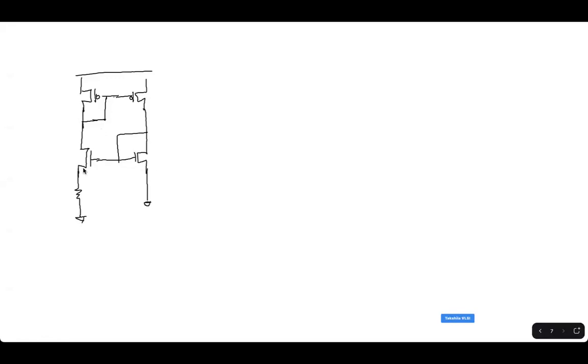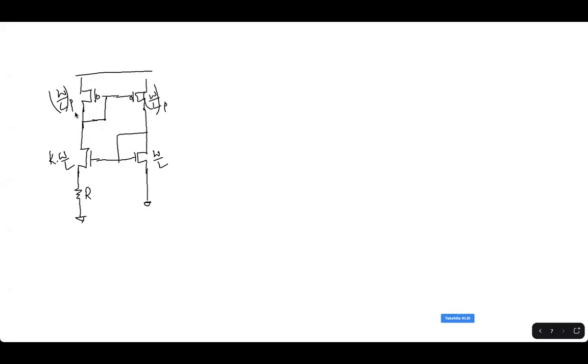I don't know whether you remember whatever we have done earlier. This is R, and this probably is K times W by L. This could be W by L, this could be W by L for P, W by L of P. Okay, so we have a circuit like this, very simple circuit.